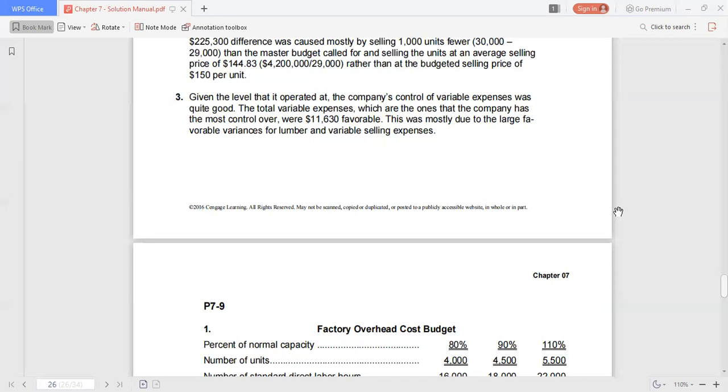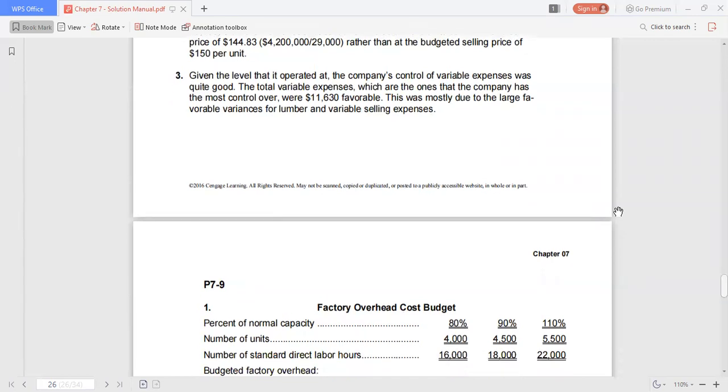Here we have the total standard factory overhead. So here we are going to prepare as required. We are going to use 80%, 90%, and 110% of normal capacity for our flexible budget. For 80% of 5,000 units being the normal capacity, 80% is 4,000 units, 90% is 4,500 units, and 110% is 5,500 units.